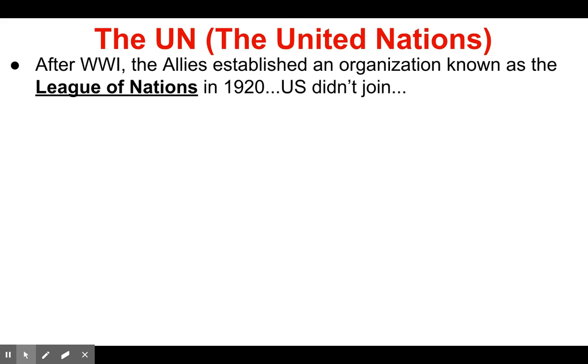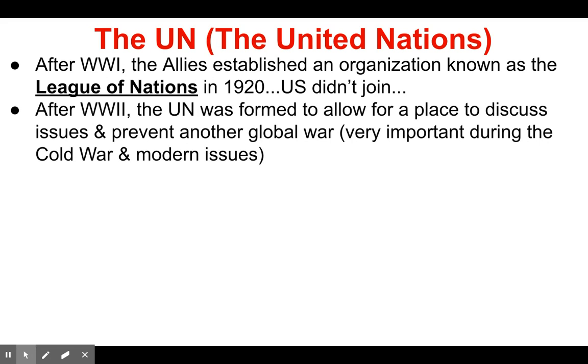And so, ironically, even though the United States pushed for the League of Nations, the United States did not join, and thus the League of Nations never worked. It fell apart, and thus we found ourselves in World War II. After World War II, the UN was formed to allow for a place to discuss issues and prevent another global conflict. Very important during the Cold War and in modern issues.